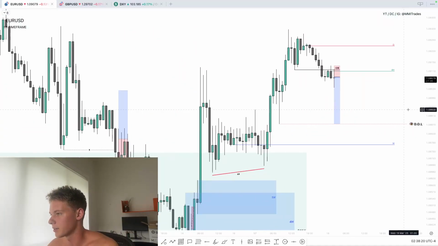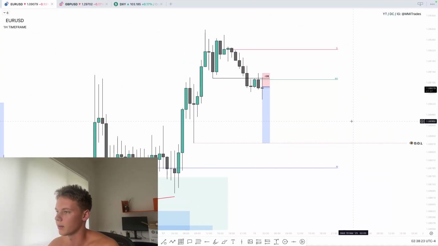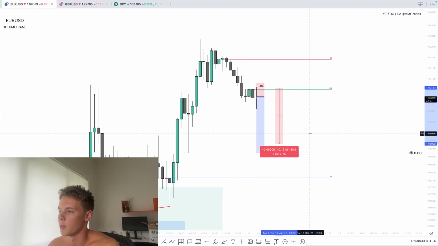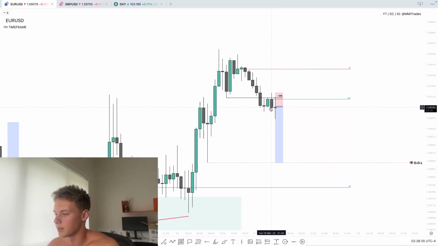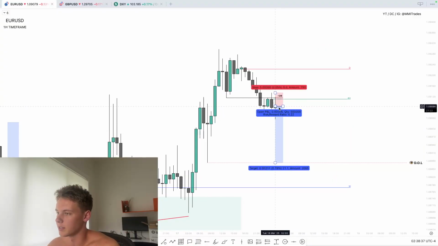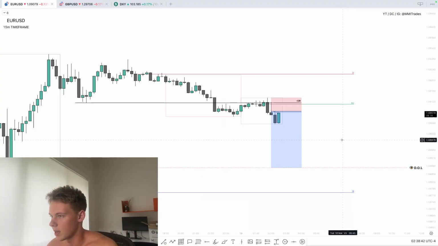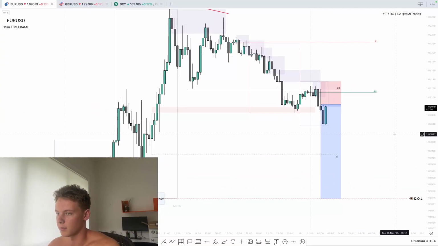So on the 1-hour time frame, what price has done so far is we have left equal highs up into here. We have this order block right here, which could potentially be a sign of bearish momentum. This candle just before the London session open has printed a bearish candle essentially. And let's jump down to the 15-minute time frame.